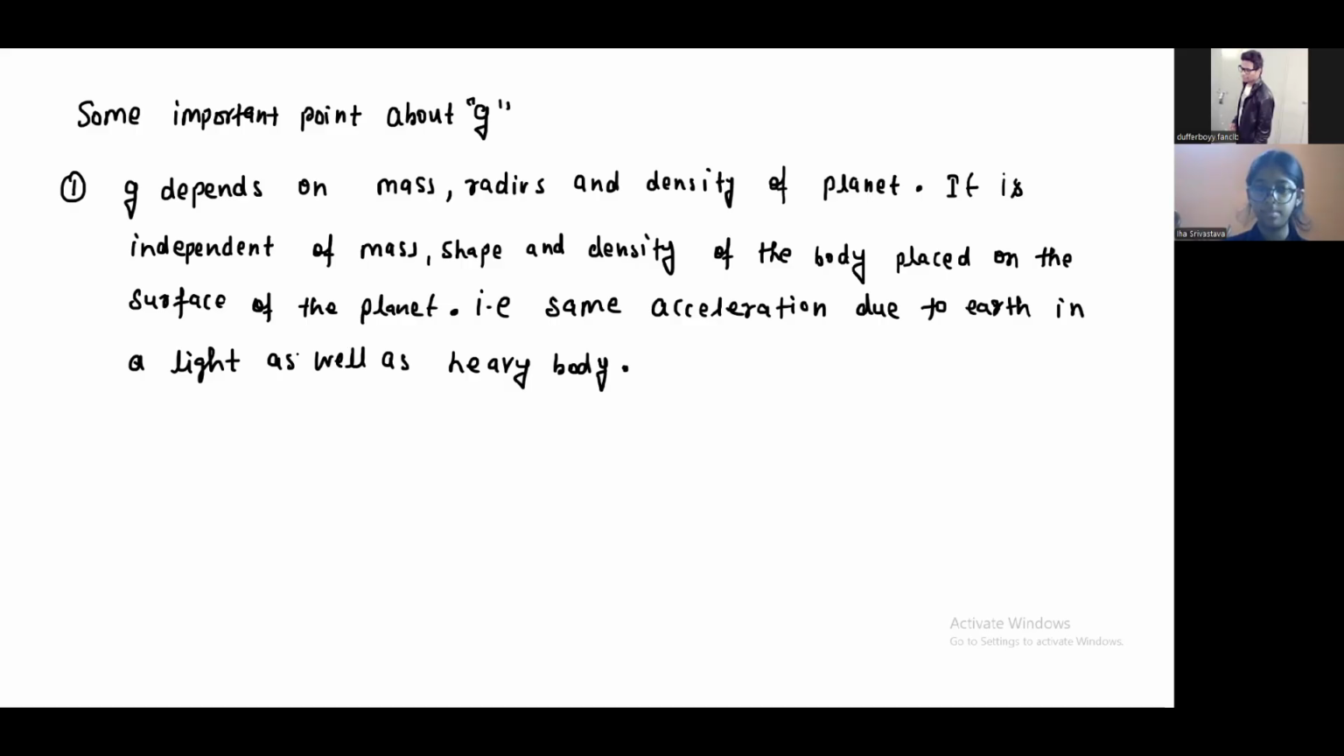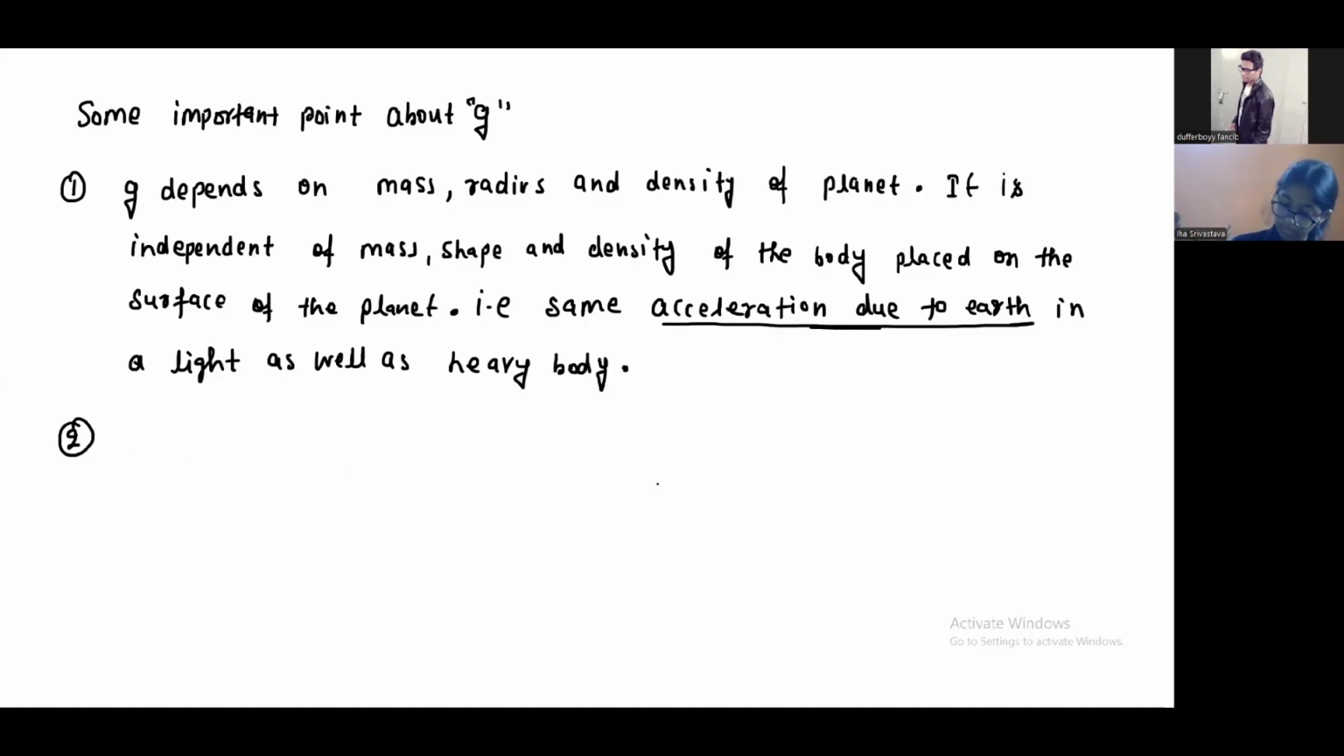Like we are using the Earth planet, acceleration due to gravity on the Earth. So it depends on the density of Earth, the mass of the Earth, and the radius of the Earth. But when we take any particle, heavy mass or light mass, its value is constant on that particular body. After that we will discuss another important point.